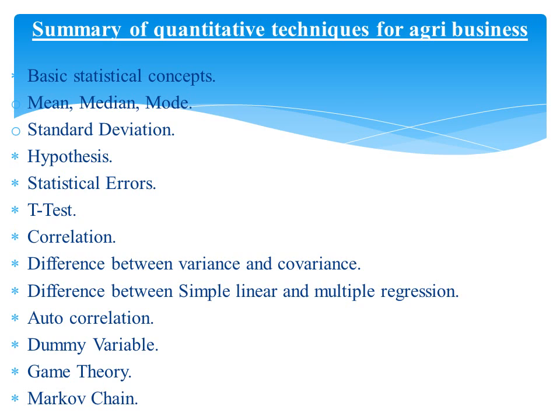Dummy variables. A dummy variable is one that takes the value 0 or 1 to indicate the absence or presence of some categorical effect that may be expected to shift the outcome.